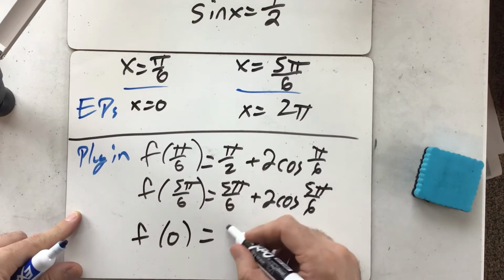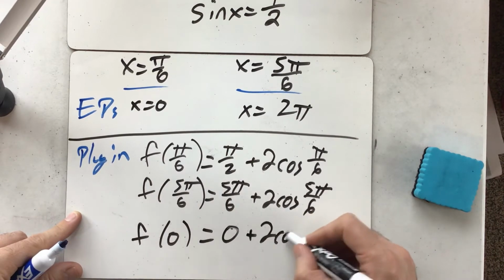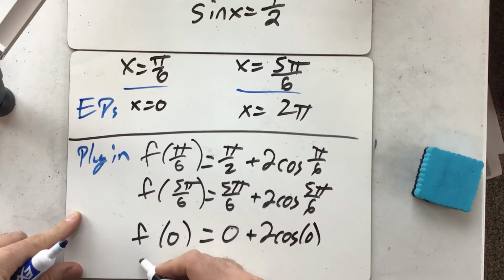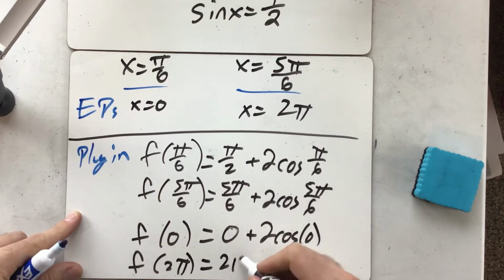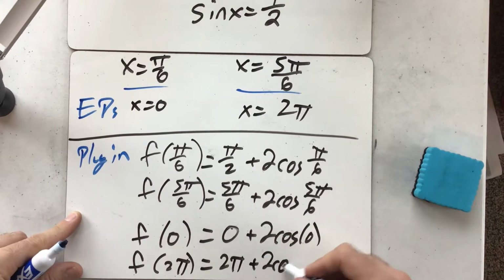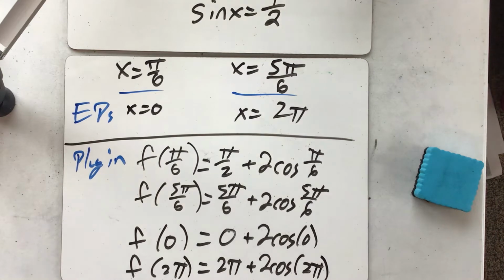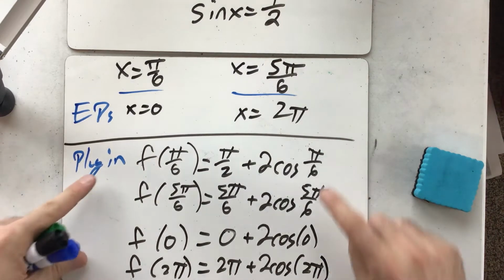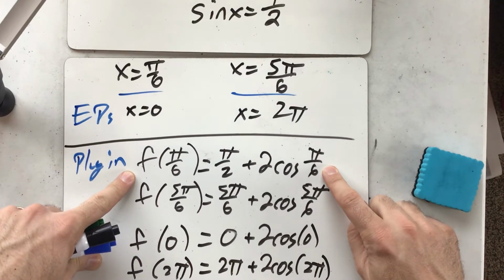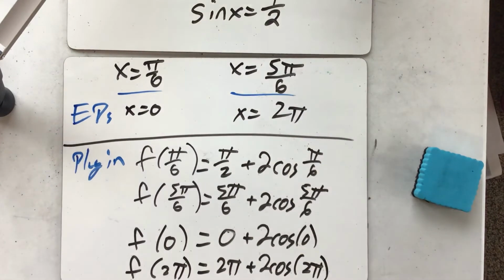f of 0 is 0 plus 2 cosine of 0. f of 2 pi is 2 pi plus 2 cosine of 2 pi. These are not that hard to figure out, because we know that cosine of pi over 6 is square root of 3 over 2. And so this is pi over 6 plus the square root of 3.